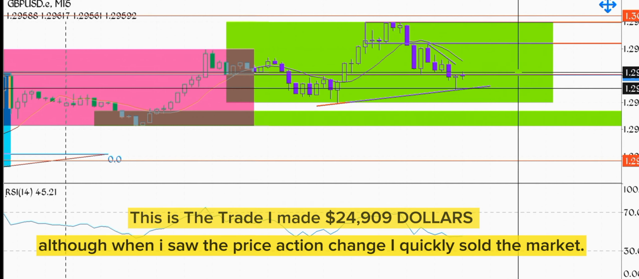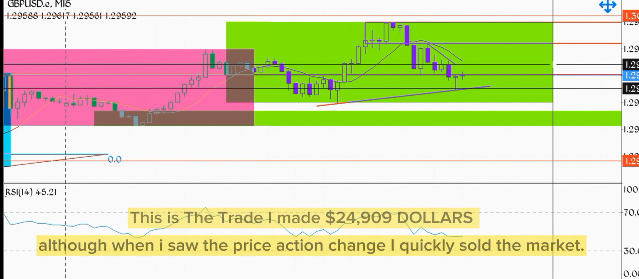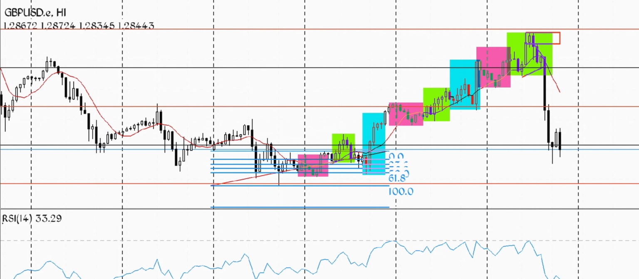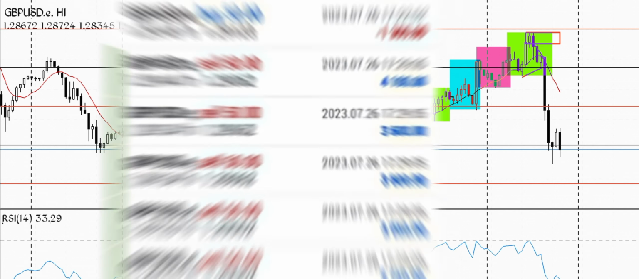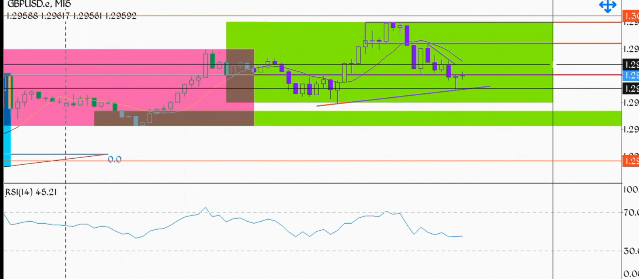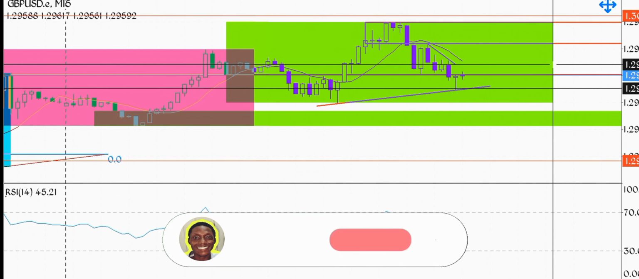So guys, this is just a snippet of what is going to happen today. I've just given you a clue. If you want to grow your account, do well in Forex, and become an expert in this field, this is exactly the market structure I took advantage of and made $24,909 in 15 minutes. And here are the trades I took, as well as the profits.